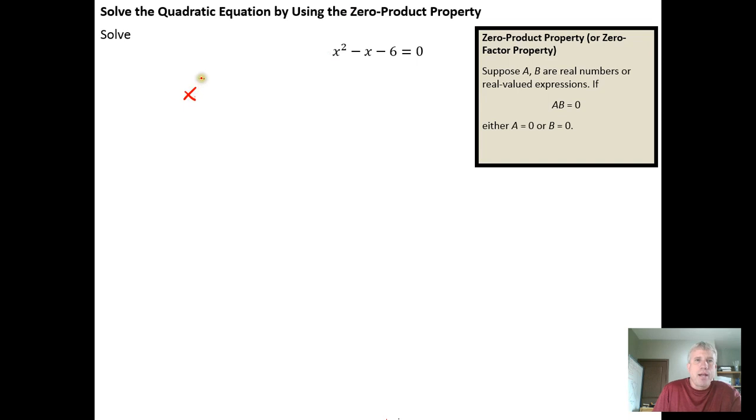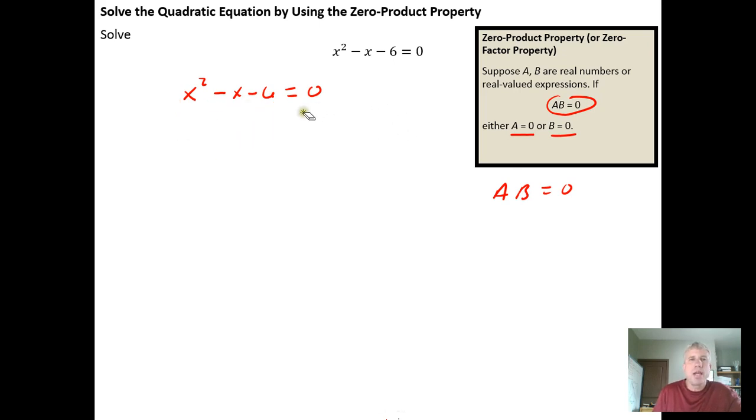So I write x squared minus x minus 6 equals 0. And I want to use the zero product property, which says, hey, if I have a times b equals 0, then either a is 0 or b is 0. I need to rewrite my quadratic on the left-hand side as a product that is equal to 0. And right now it's not written as a product.